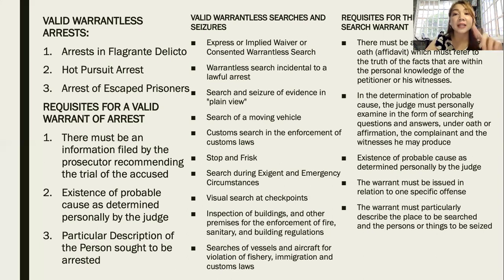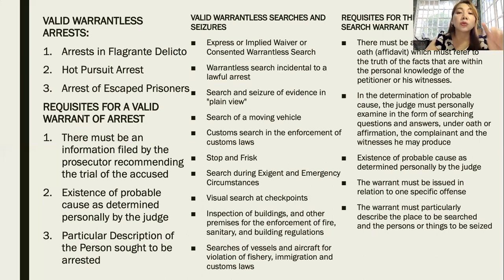So the other valid warrantless searches and seizures include inspection of buildings and other premises for the enforcement of fire, sanitary, and building regulations, and search of vessels and aircraft for violation of fishery, immigration, and customs laws. Ano naman yung exceptions? The exceptions that are strictly construed against the authorities. The right of a person to be secured against any unreasonable seizure of his body and any deprivation of his liberty is the most basic and fundamental one.